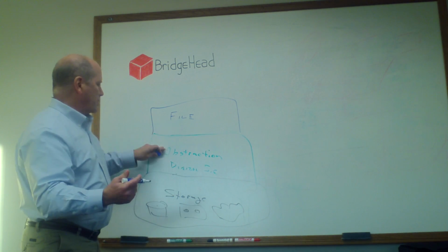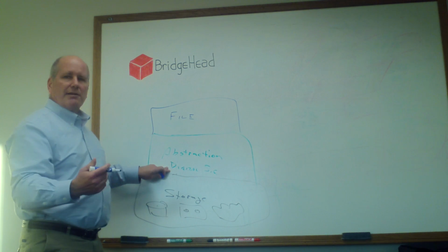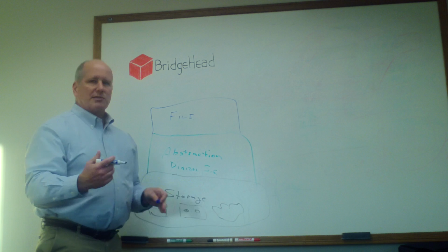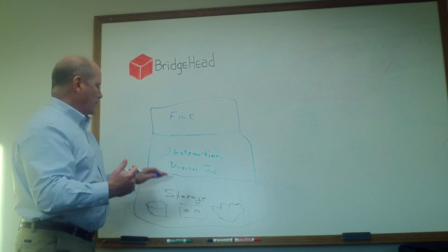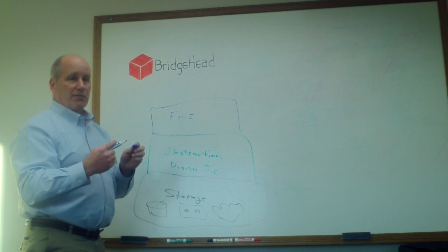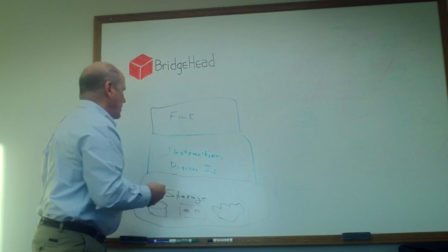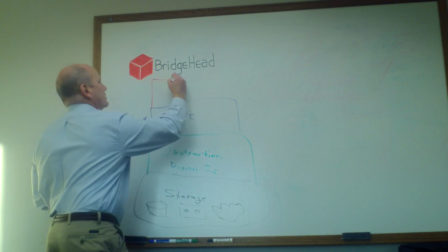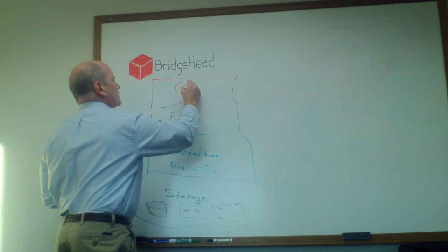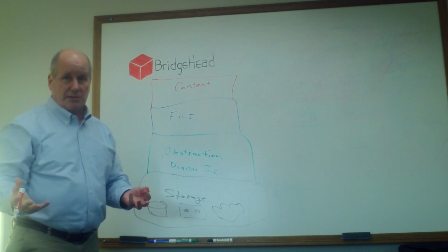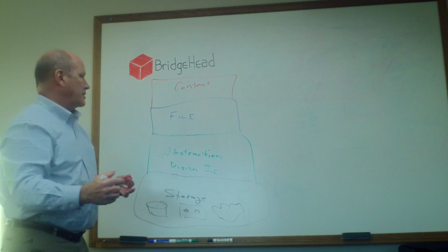So building upon the abstraction layer, it allows you to provide digital signatures to the files and store them across multiple devices. One builds upon the other and provides a powerful solution. Now take that one step further and let's talk about the content layer. The content layer is where you know something about the data. You know something about the content.